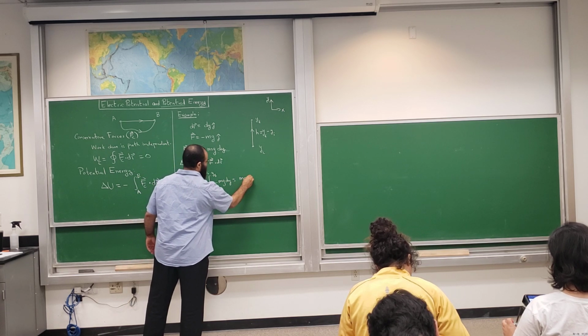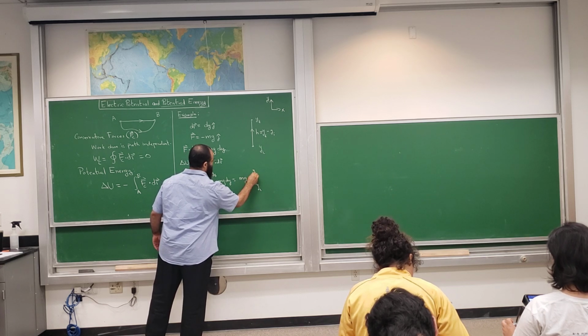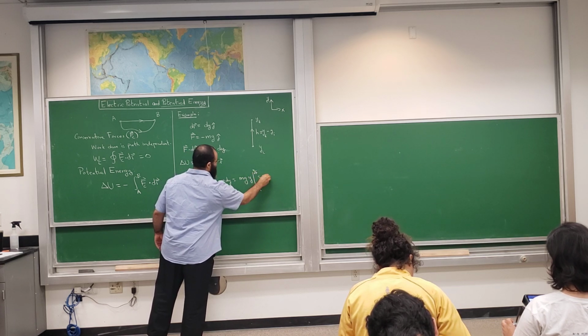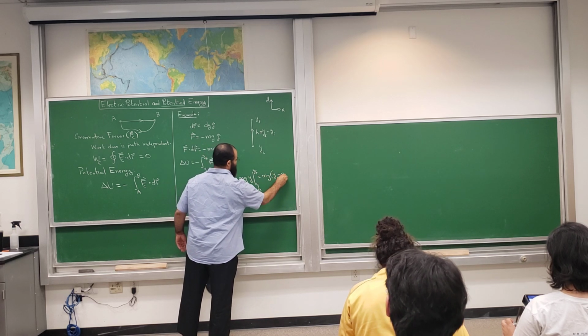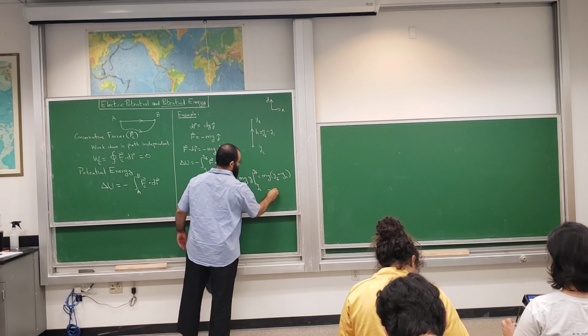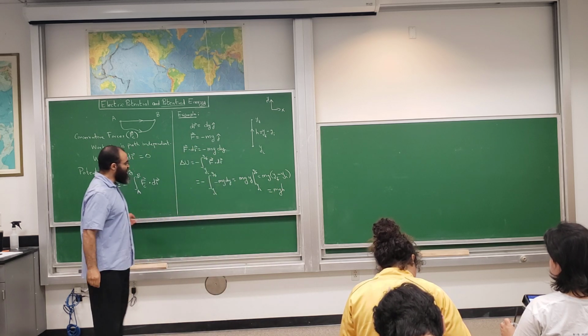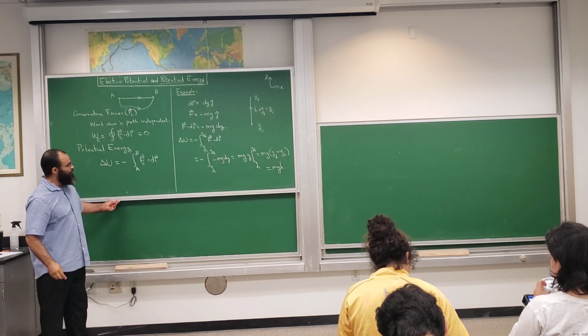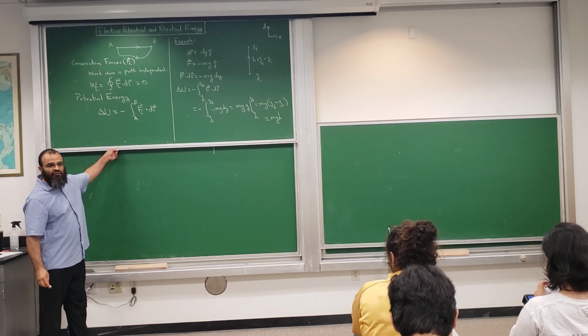When you integrate, you get mgy from y initial to y final. So this becomes mg times y final minus y initial, which is mgh, as you're familiar. That's just a quick reminder of this.